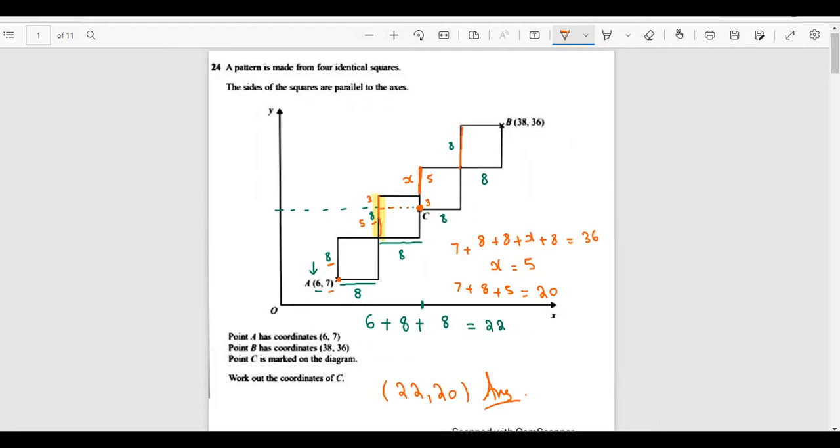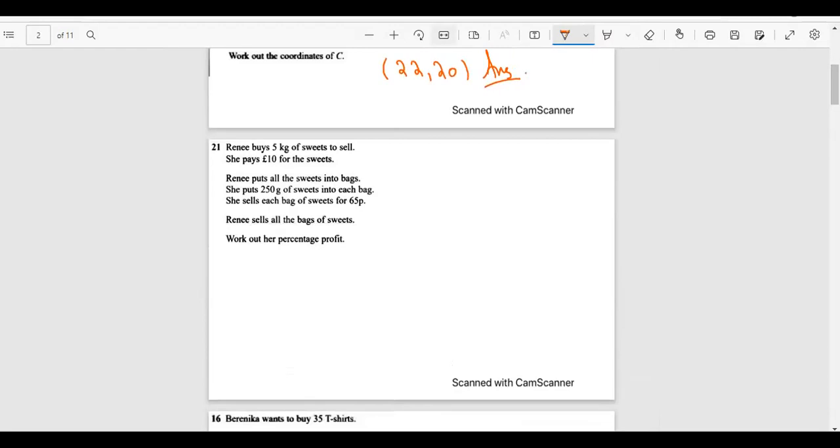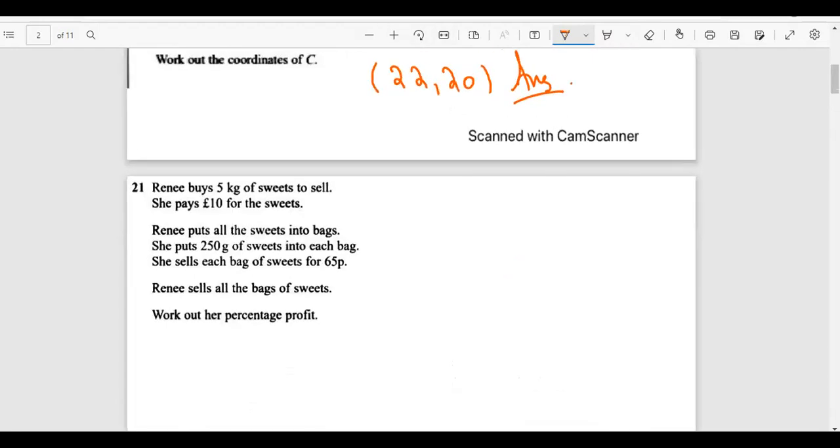All right. So this was the first question. Let's talk about the second one. Now it says, Rainy buys 5 kg of sweets to sell. She pays 10 pounds for the sweets. Rainy puts all the sweets into bags. She puts 250 grams of sweets into each bag. She sells each bag of sweets for 65 pence. Rainy sells all the bags of sweets, work out her profit.